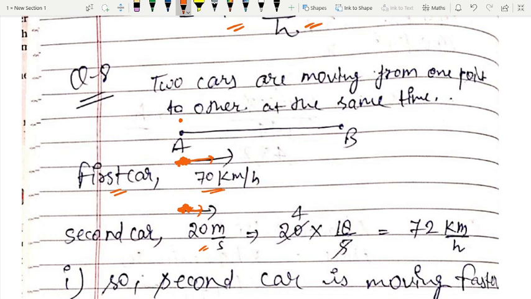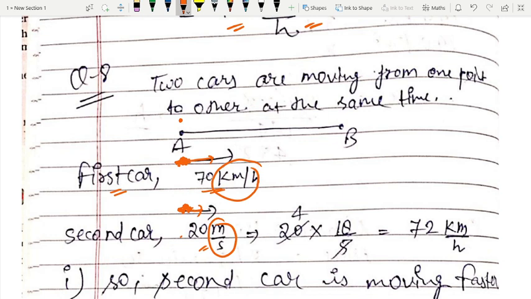But be very careful here. Here it is kilometer per hour and here it is meter per second. Don't say that this speed is greater than the first car's. We need to find out in the same unit, either kilometer per hour or meter per second. So we can convert meter per second to kilometer per hour in order to check which speed is greater. So 20 we will multiply by 18 upon 5.